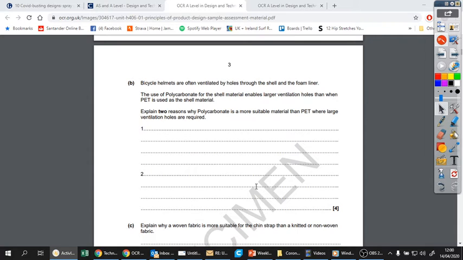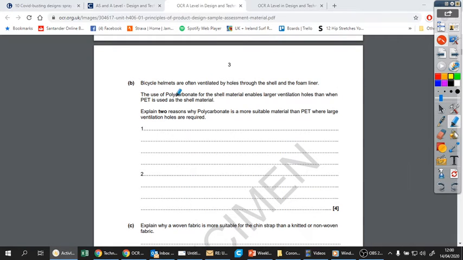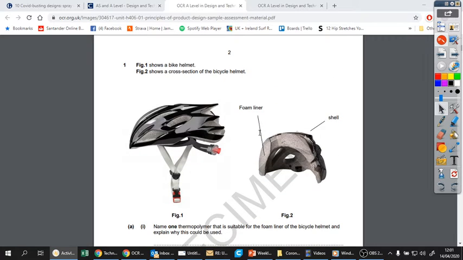B. Bicycle helmets are often ventilated by holes through the shell and the foam liner. The use of polycarbonate for the shell material enables large ventilation holes that are not possible when PET is used as a shell material. Explain 2 reasons why polycarbonate is a more suitable material than PET, where large ventilation holes are required. Now, if you suddenly went, oh, I don't know the difference between the 2, why would you use the other one? It's just a trick question the way the examiners are asking you.